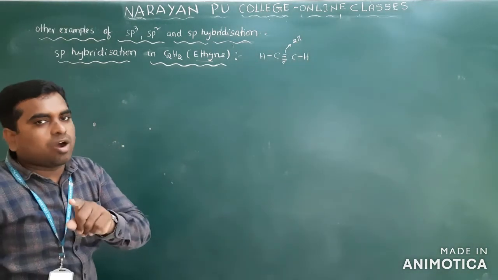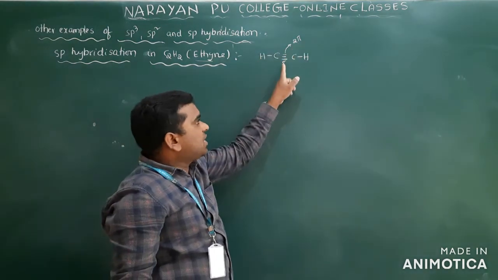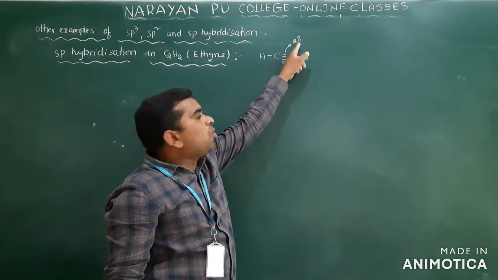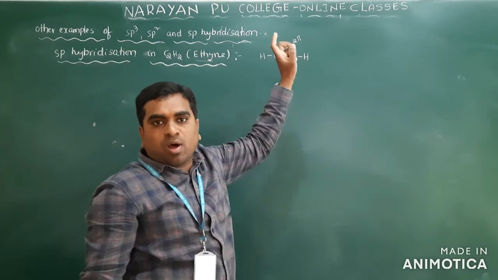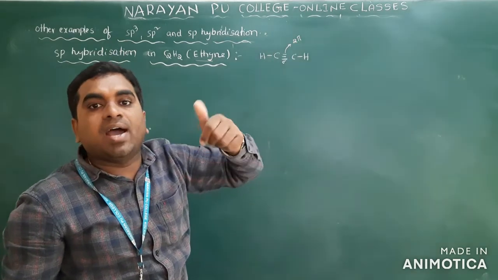What is my point here? How many pi bonds are there here? Two pi bonds, and here sigma bonds. And the two pi bonds will not be formed by the hybrid orbitals. These will be formed by unhybridized orbitals.